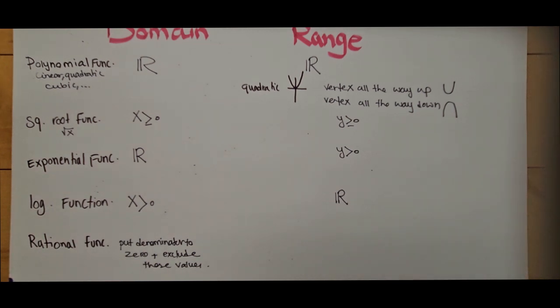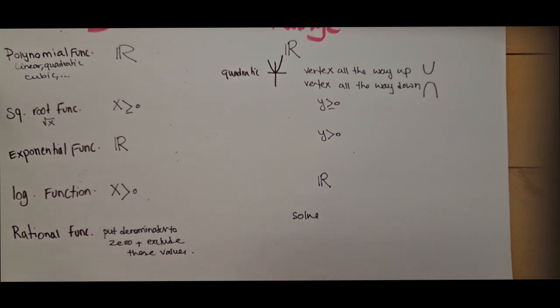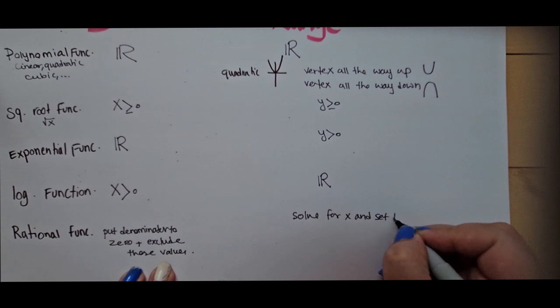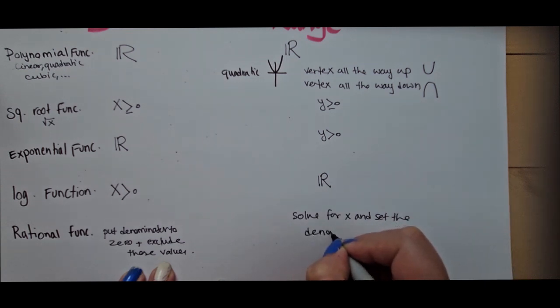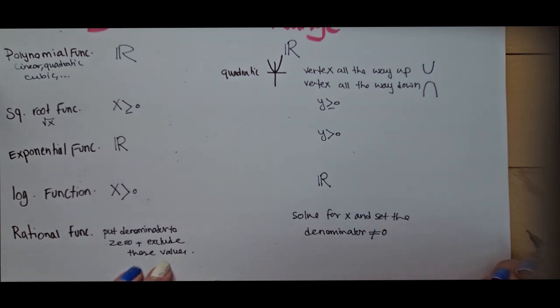Now, to find the range of a rational function, there is one way you can do it. You solve for x and set the denominator against 0. This is a summary of finding the range and domain of a function.